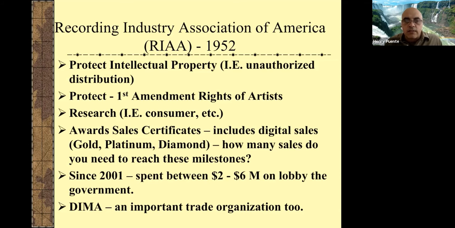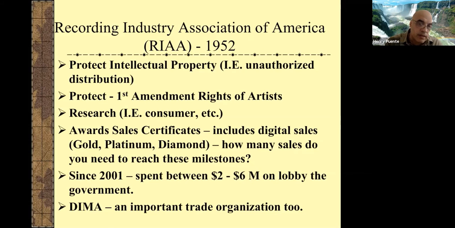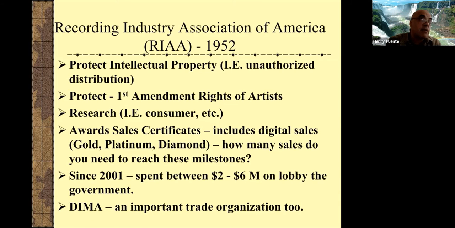Awards sales certificates, including digital sales. So 500,000 copies of an album or a single sold is considered a gold record. Platinum is 1 million copies sold of a single or an album. And diamond is 10 million copies of a single or an album sold. So again, gold is 500,000, platinum is 1 million, and diamond is 10 million.